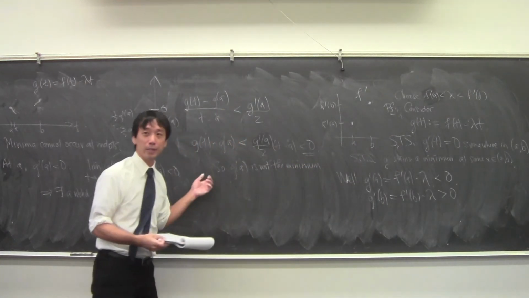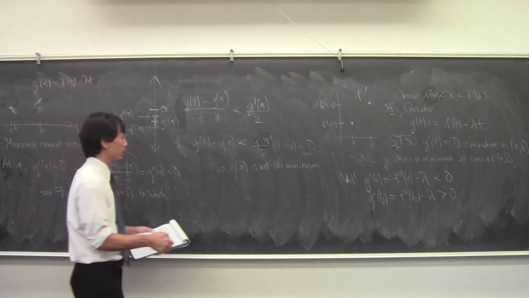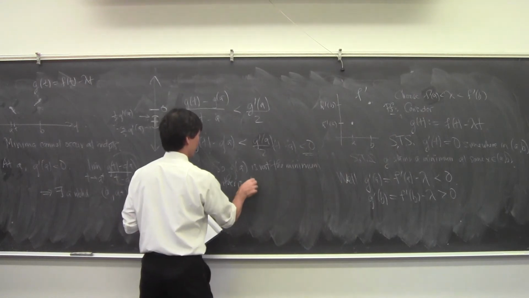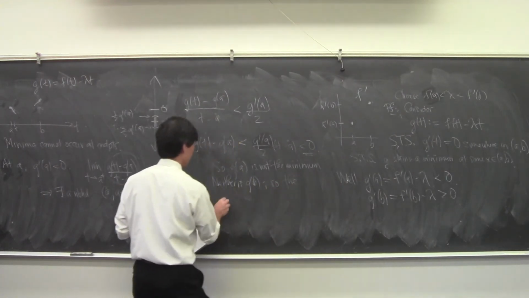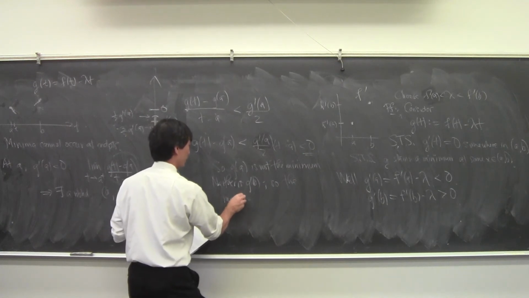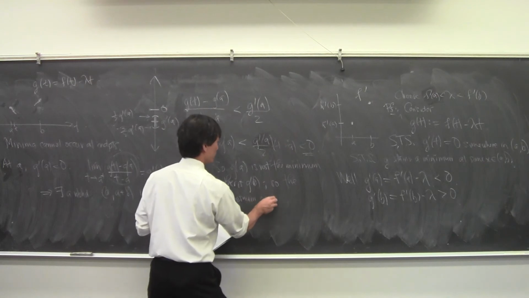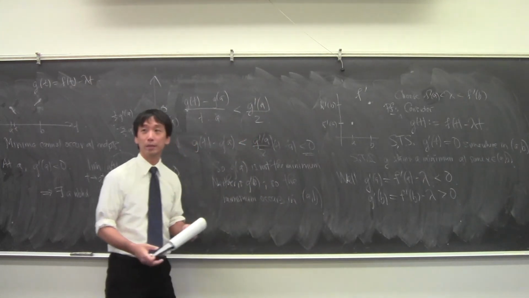And then on the other side, you should do the same thing. g of b is also not the minimum. Neither is g of b. So the minimum must occur in AB. And so we're done.